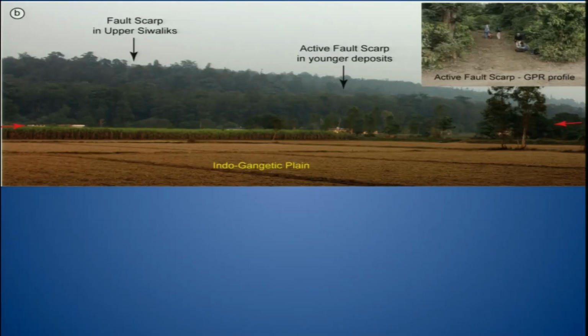Now if we look at the field photograph of the location here, we clearly make out two scarps. The front one is the younger scarp, and then you have the older fault scarp in the backdrop, and the front side is your Indo-Gangetic plain. We identified this younger scarp, and after a detailed survey walking along the scarp, we identified an appropriate site for digging. This was in a forest area, so we were also concerned that we not cut trees and so on.